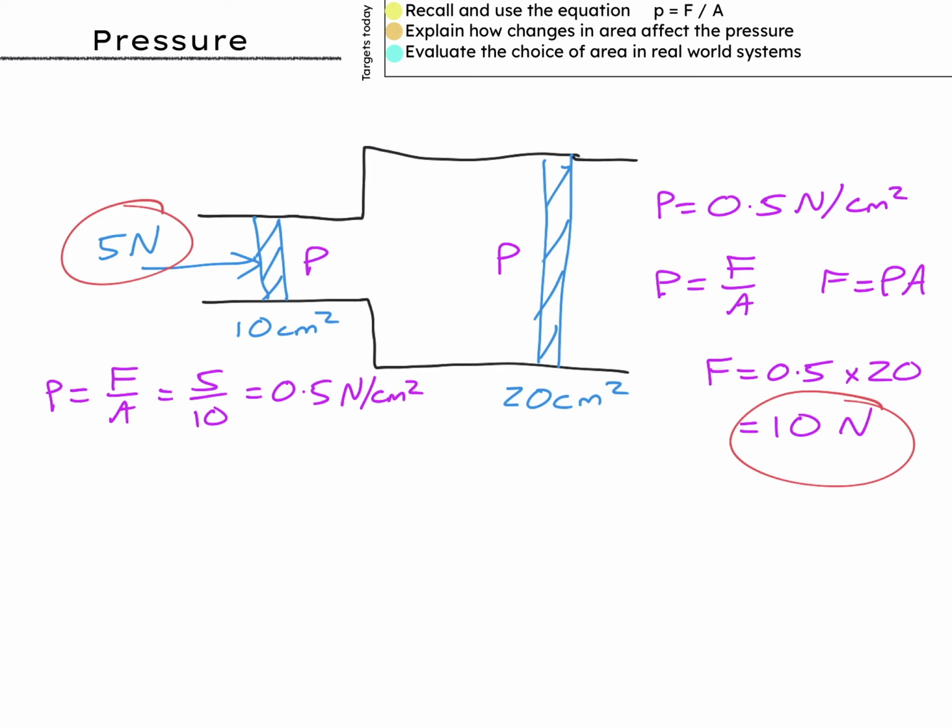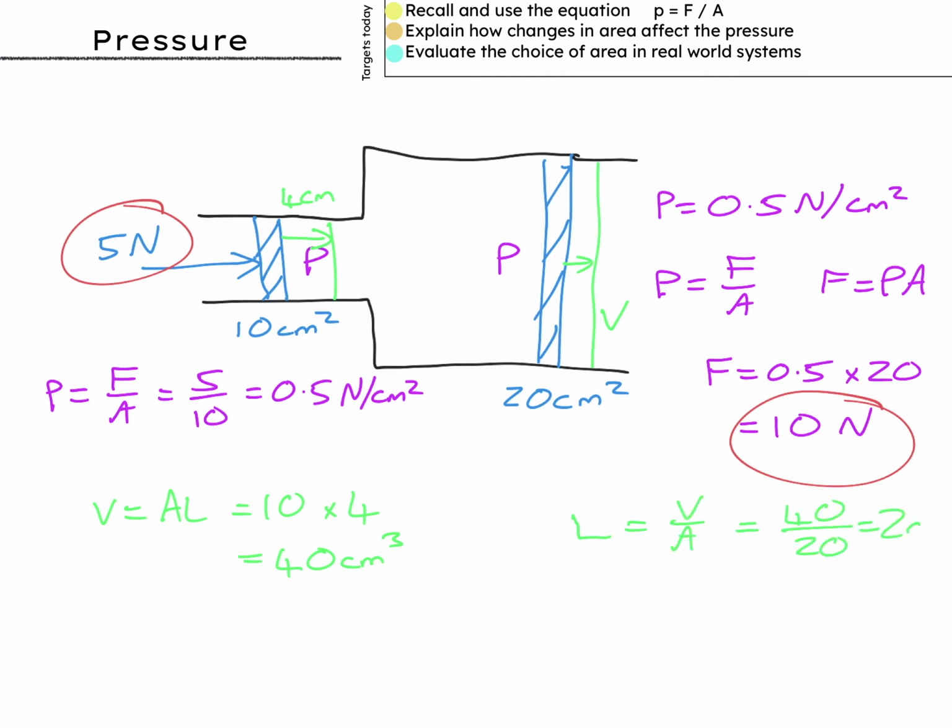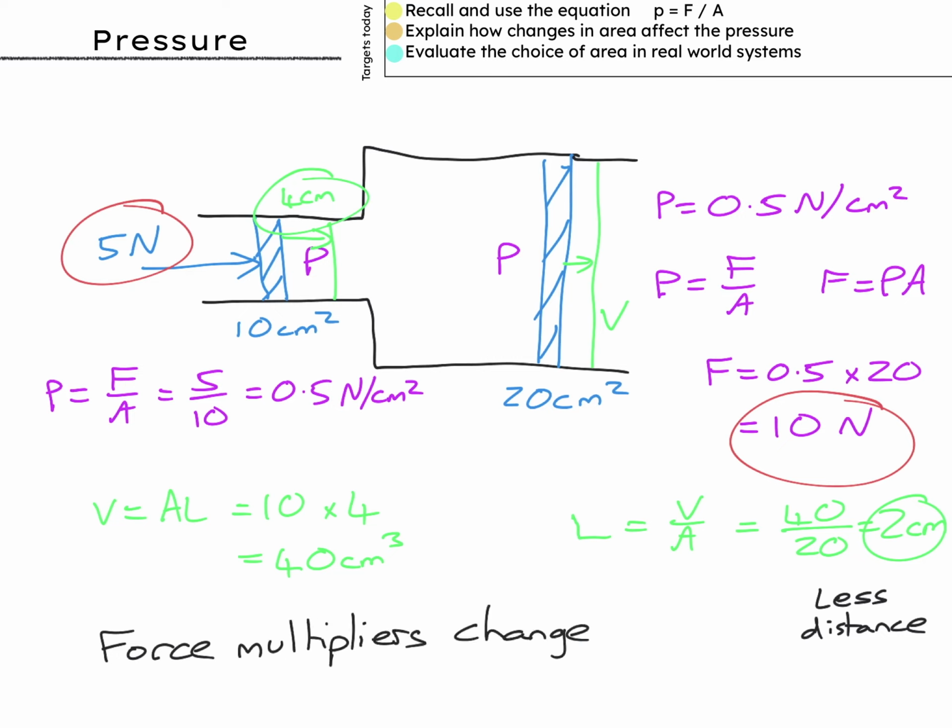If I push in 4 centimeters like before, the volume I displace is still V equals AL equals 10 times 4, 40 centimeters cubed. On the right, I need to displace the same volume of liquid. So L equals V over A equals 40 over 20 equals 2 centimeters. I only moved 2 centimeters at the other end, half of what it was on the left. So my force multiplier doubled the force but halved the distance moved. That means I still end up doing as much work, but it is easier work.